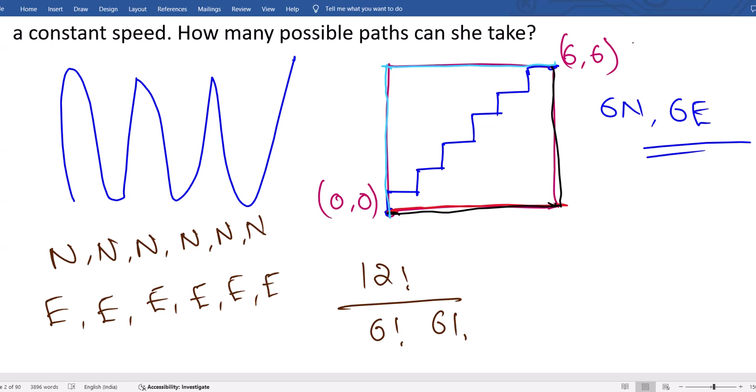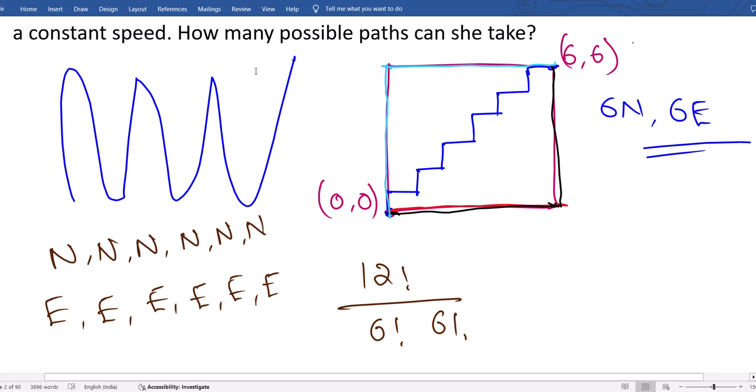Suppose now, correct me, let me know if you get the idea. You start at 0,0 and you want to go to 4,4, then what should be your answer? 4 north and 4 east, total 8. 8 factorial divided by 4 factorial and 4 factorial. Right. Sir, here it is northeast only.